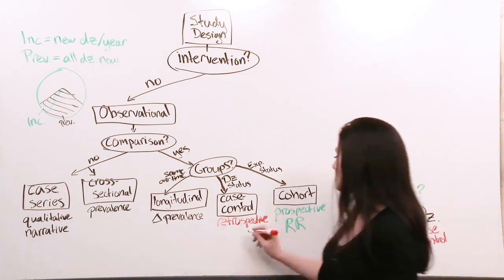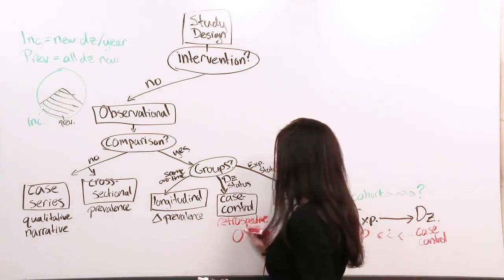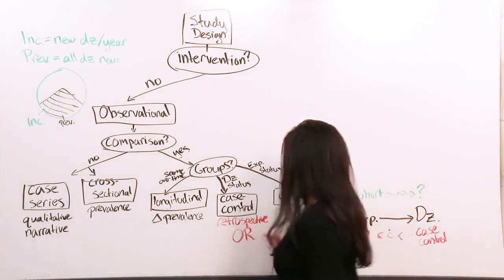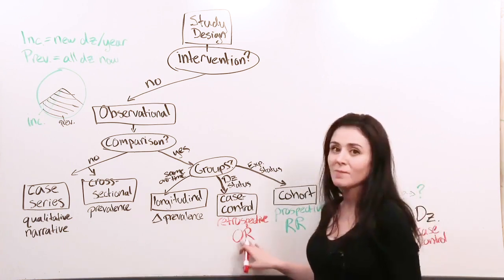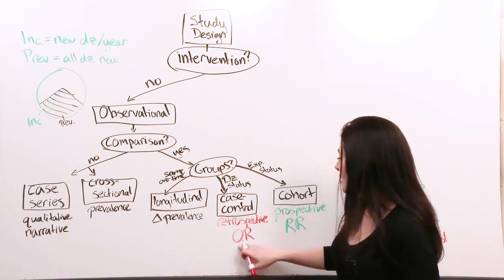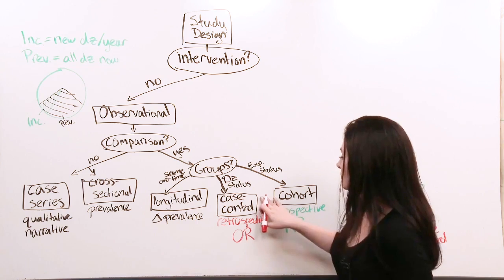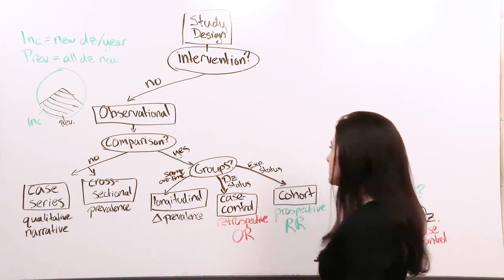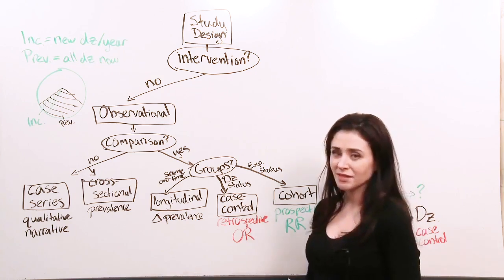And we make this comparison using something called an odds ratio. And like relative risk, it's important, but we're not going to talk about it here. There's going to be another video. Just remember that odds ratio goes with case control. All right, so those are the observational studies.